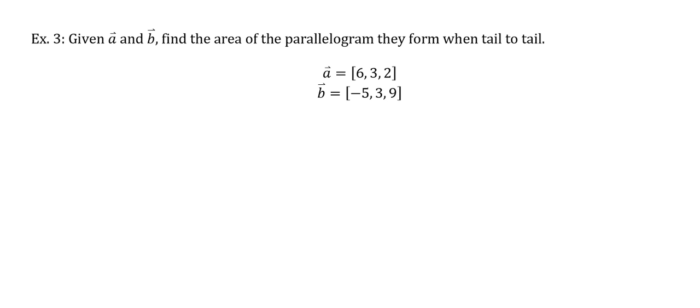Well, we want the magnitude of A cross B. What is A cross B? A vector. If you want a magnitude of a vector, you probably want to know what the vector is. How would we find the vector? By completing the cross product. Sorry, not dot product, cross product. So the first thing you want to do here is go ahead and find A cross B.